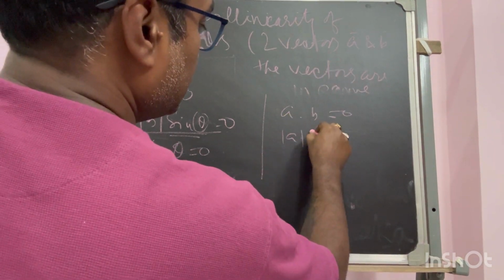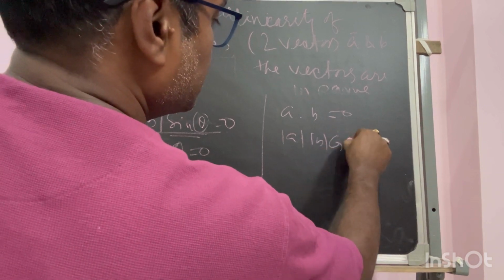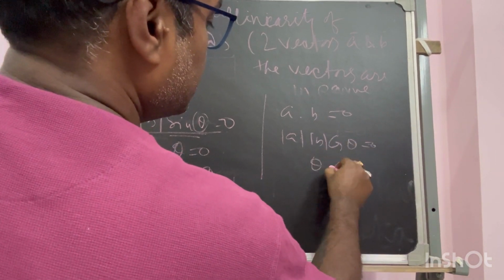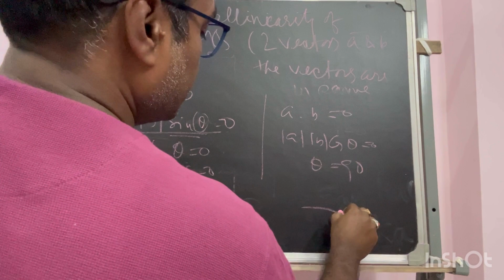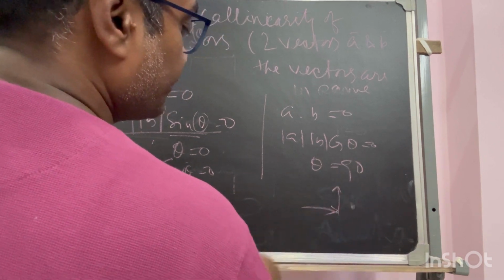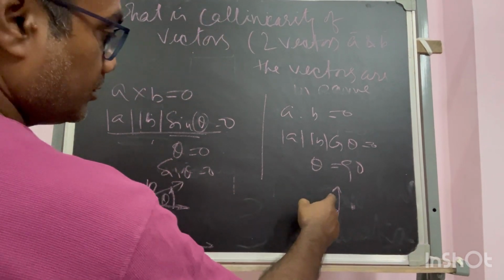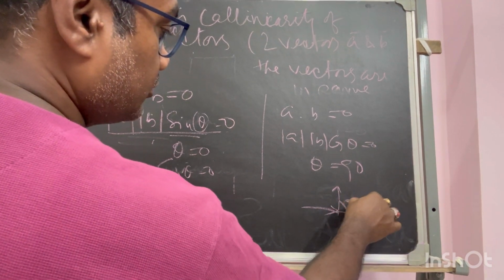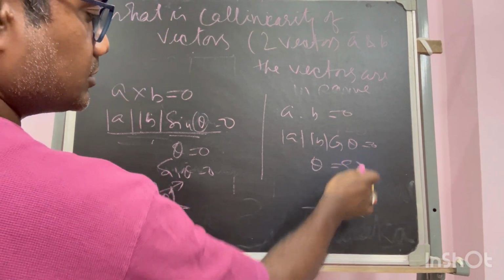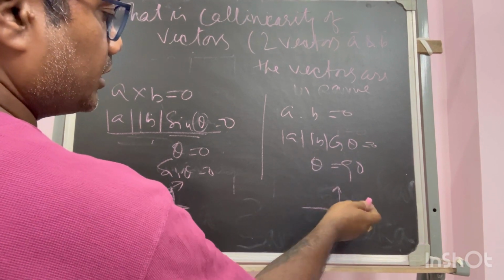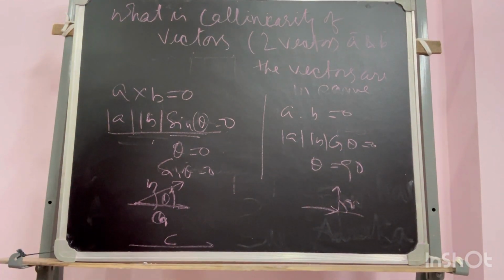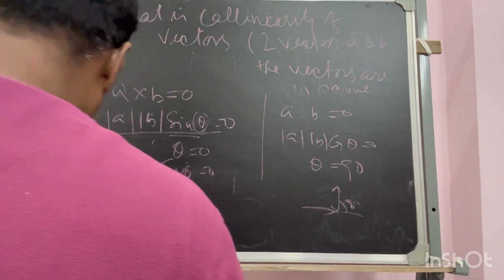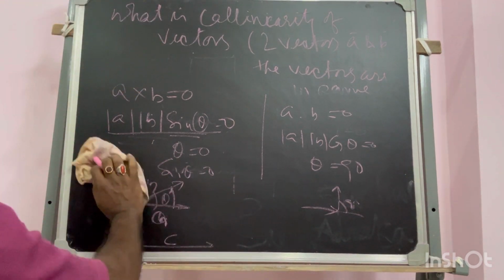The dot product is ab cos theta equal to 0, so theta is equal to 90 degrees. That means if two vectors are lying at 90 degrees to each other, then cos 90 is equal to 0. That means the two vectors are not collinear, they are non-collinear. This is the specific condition.